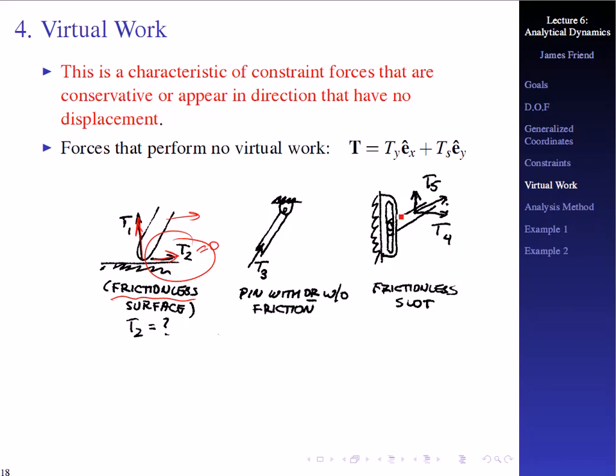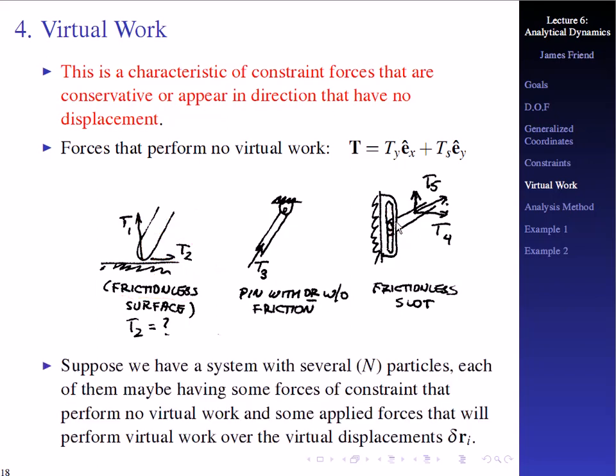If you have a frictionless slot, this pin can move up and down in the slot freely, but can't move perpendicular to the slot. If it moved perpendicular to the slot, then it would be allowed to do work with the non-zero T4. But T5 is equal to zero, and so there's no work being done.